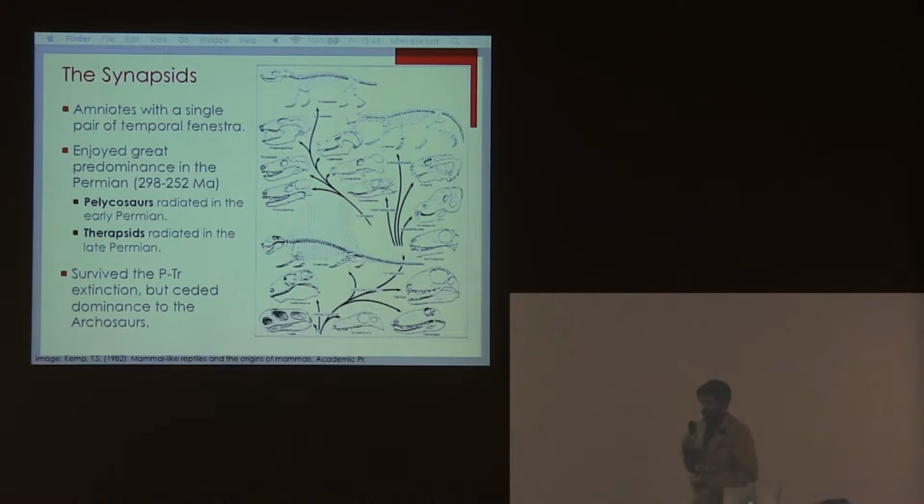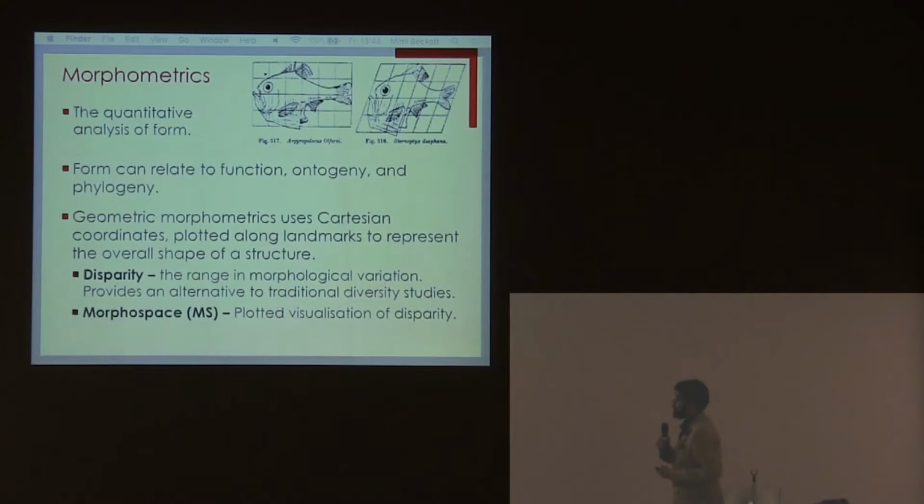So they were harshly hit, like most life, during the end Permian extinction, and despite that, they recovered quite well, according to diversity studies, in the early Triassic. However, it was the diapsid archosaurs and not our synapsids that would go on to dominate the late Triassic and ultimately the Mesozoic. So why did that happen? Well, that's what we wanted to look at, and we decided to investigate that using mandibular morphometrics.